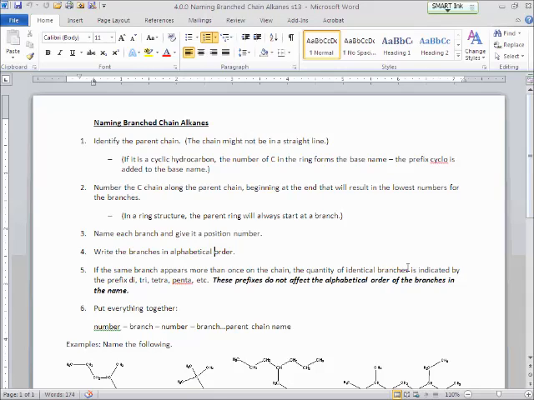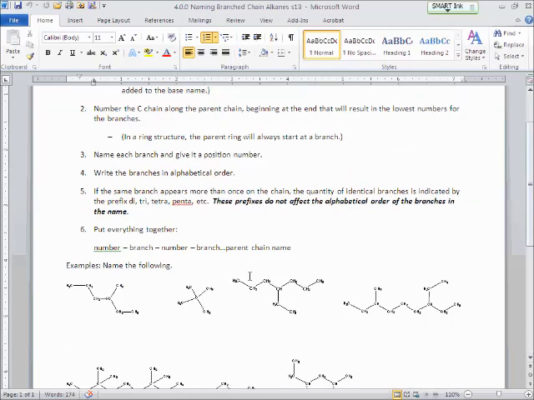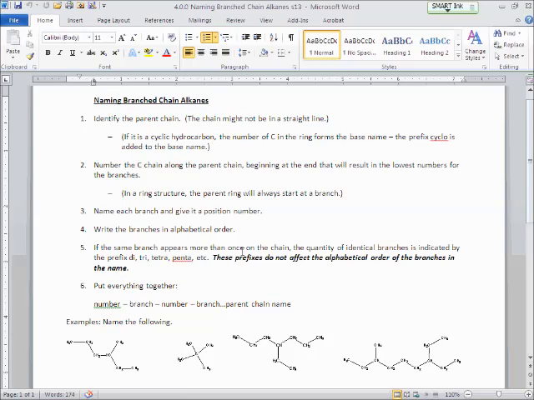All right, so we started talking about naming branch-chained alkanes. What that means is we've got not just a nice single row of carbons, but we've got these branches that come off the sides of them, all right? And so we want to deal with how to name those particular ones at this point. And then we'll continue on and talk about double bonds and triple bonds, all right?